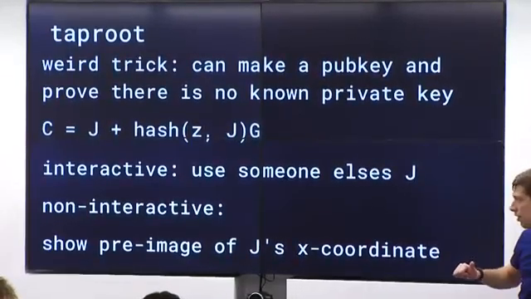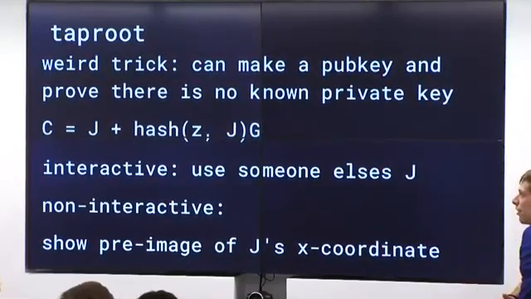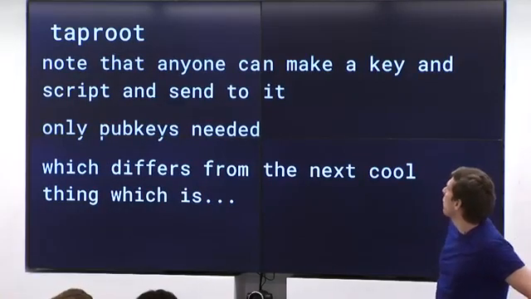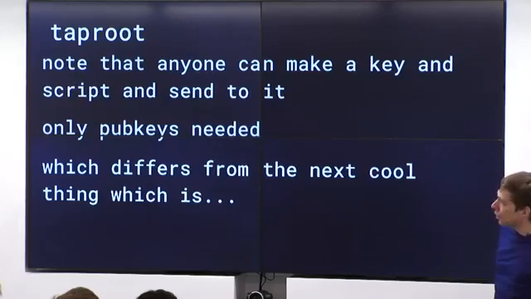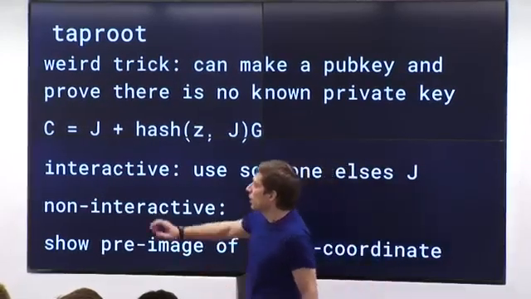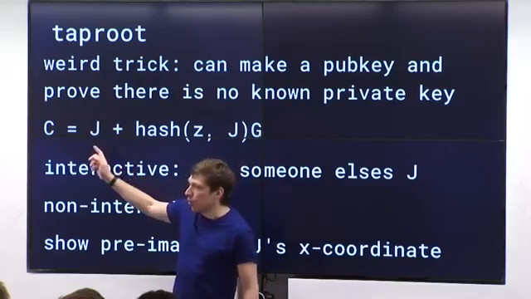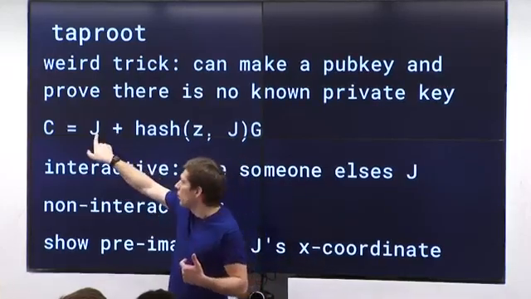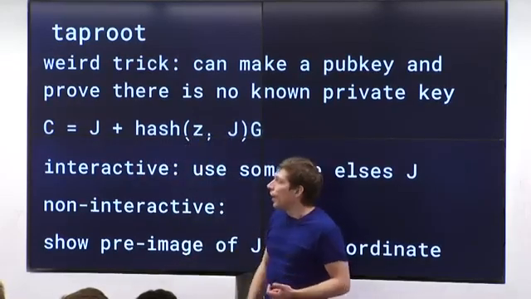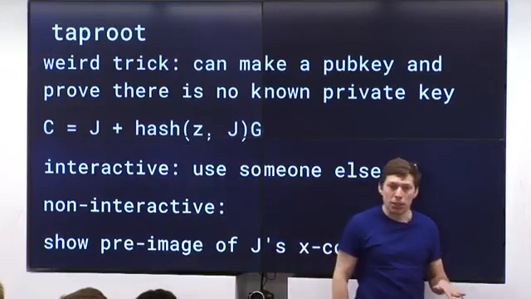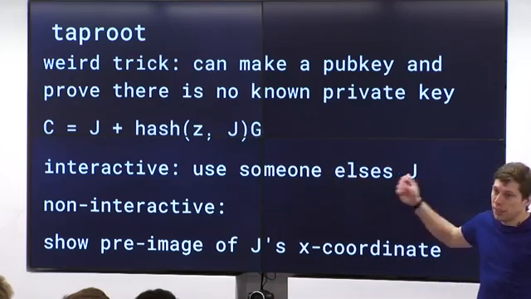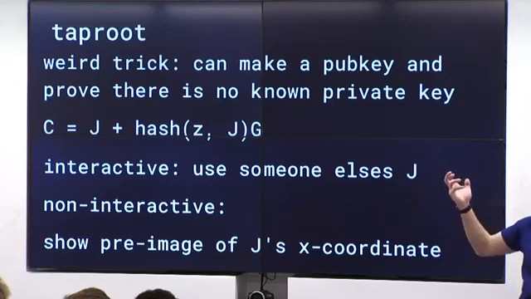Going to the next crazy thing. Gets even crazier. Okay, so yeah, little notes about Taproot. Anyone can make a key and script and send to it. Only the pub keys are needed, right? So if I want to send to something that's 3 of 3, Alice, Bob, and Carol, added all together, or 2 of the 3 of Alice and Bob and Carol, I don't have to even ask Alice, Bob, and Carol. If I know their public keys, I can just compute all this myself and send money to them, right?